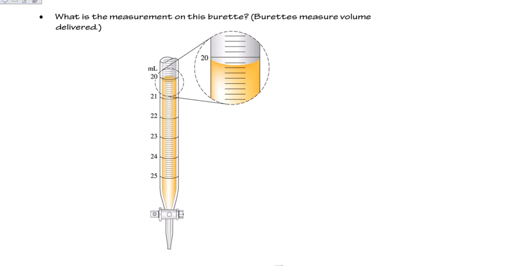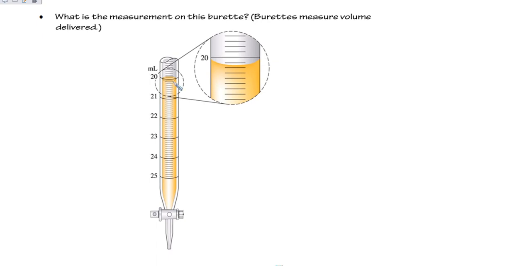Burettes measure volume delivered. So the 0 marking is usually way up on the top, and this would be like a 25 milliliter burette. Whereas a graduated cylinder might have 25 on the top and the 0 marking would be on the bottom. So when you read a burette, you kind of have to think backwards that I have delivered 20 milliliters. This would be the line for 20 milliliters.